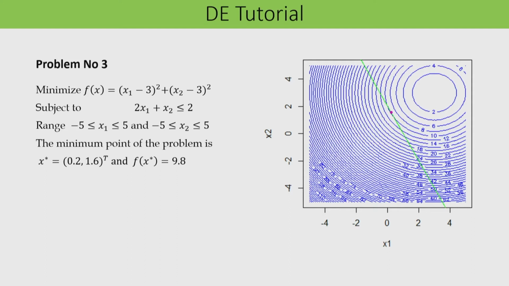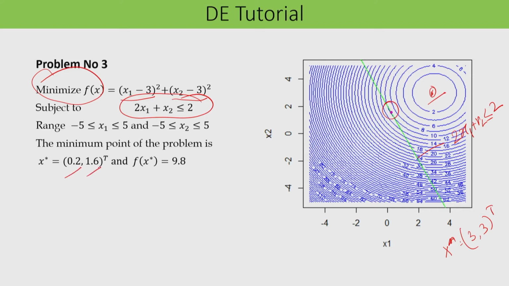The third problem is also a minimization problem: (x1 minus 3) whole square plus (x2 minus 3) whole square. The unconstrained solution is x star equal to 3 comma 3. But we have a linear constraint here, twice x1 plus x2 less than or equal to 2, and therefore the earlier solution is infeasible. Once you put this constraint, the constrained solution is minus 2 and 1.6, and the function value is 9.8. So we will apply differential evolution on these three problems.